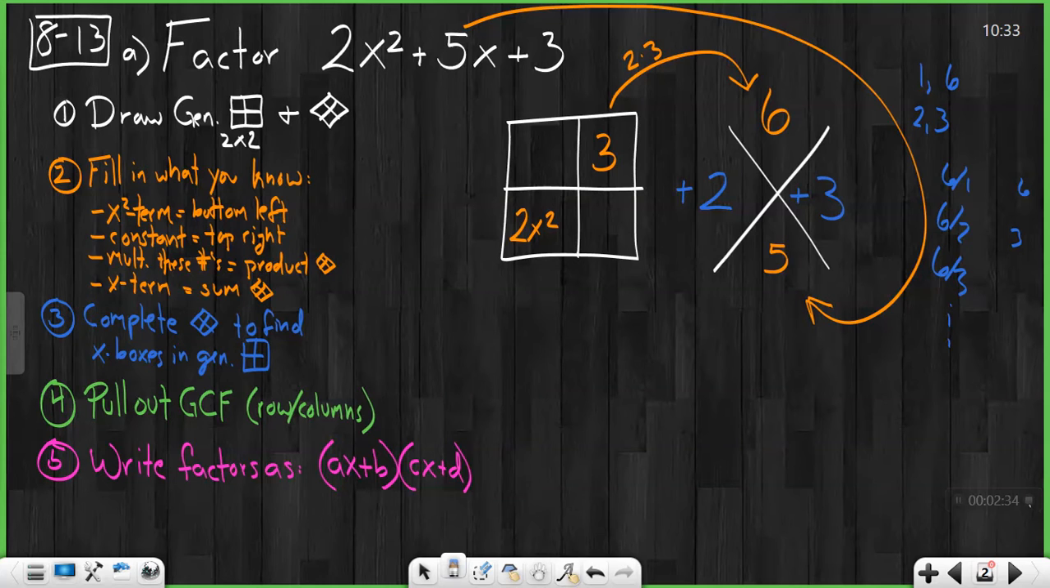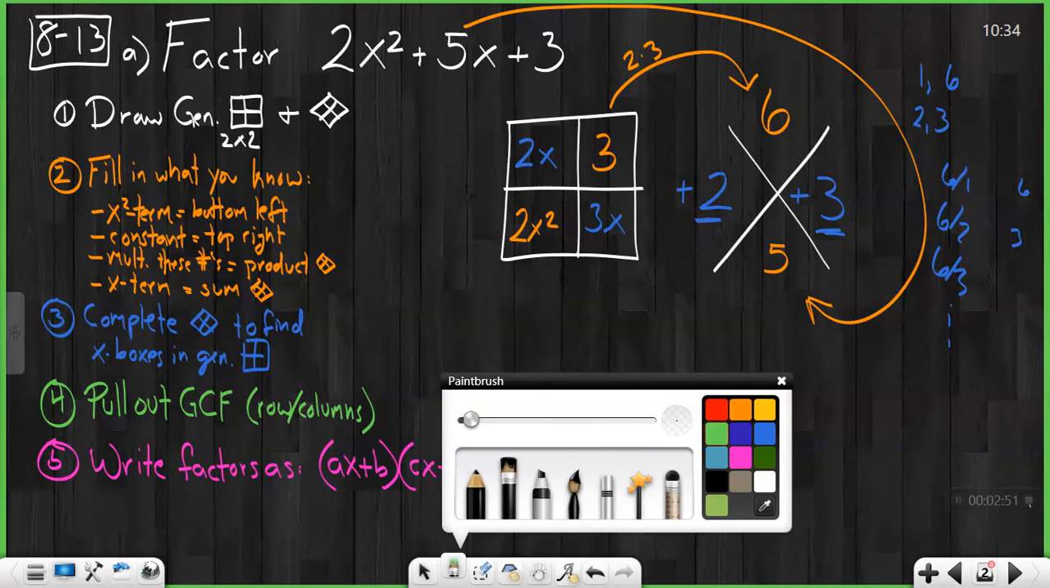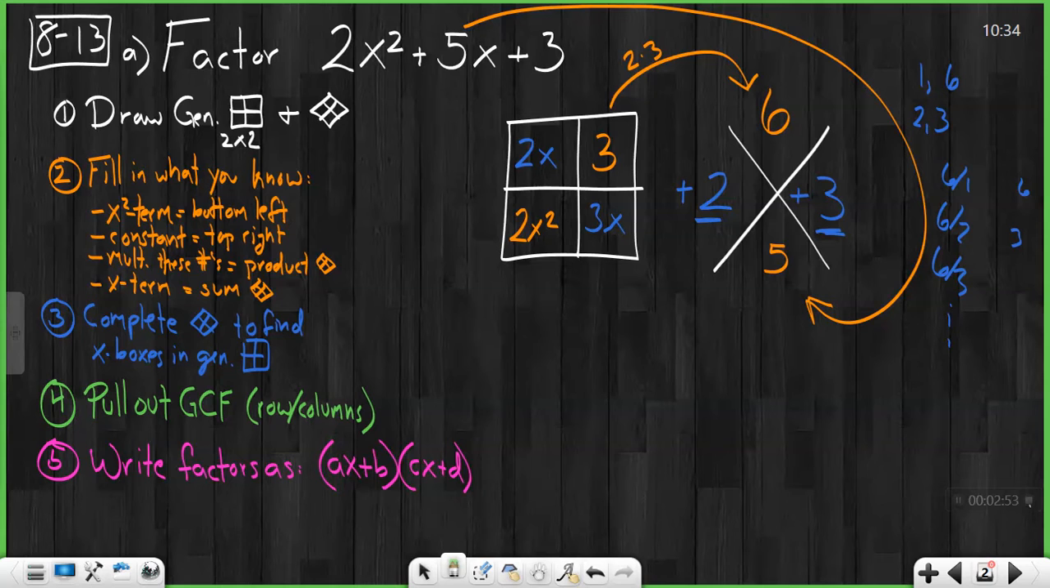All right, in this case, we see that 2 and 3 work. I take these values from my diamond problem and I use them to fill in my X boxes. All right, sorry, it's not Xbox One or Xbox 360. It is just the X boxes in our generic rectangle. Now, once I fill that in, I want to pull out the GCF in my rows and columns.